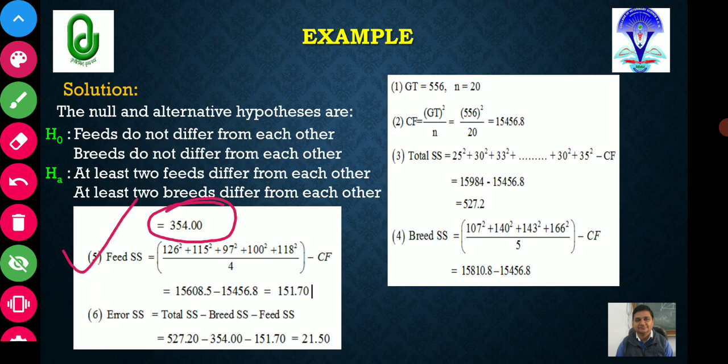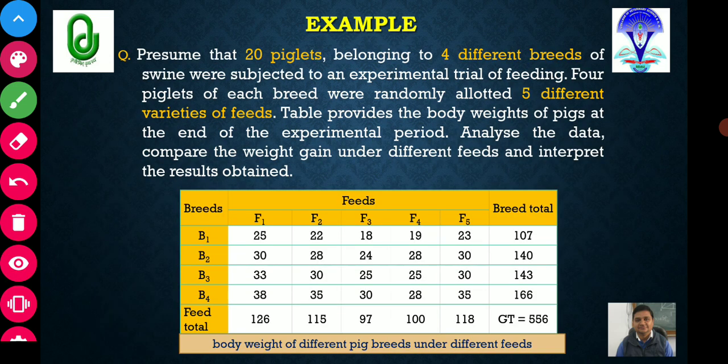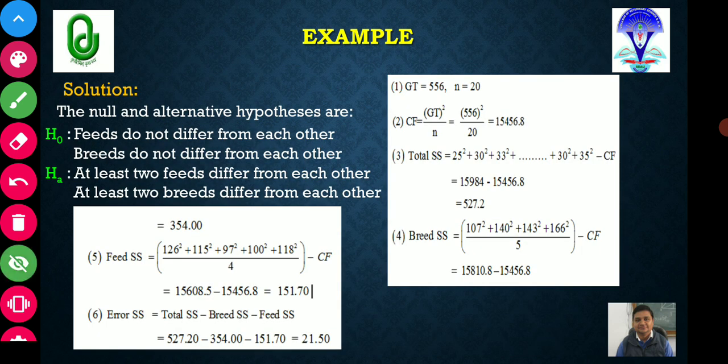Similarly, you have to get the feed sum of squares. So for the feed sum of squares, again see the table. You have to go like this: 126 square divided by the total number of breeds, 4. 126 square divided by 4, 115 square divided by 4, 97 square divided by 4. So like this, just see what I have written here: 126 square, 115 square, 97 square, 100 square, 119 square divided by 4 minus correction factor.